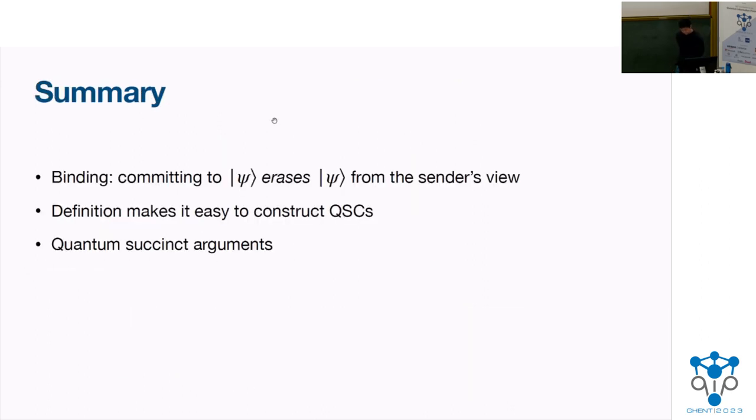Okay, great. So in summary, we give a definition for binding, which says that committing to a state erases it from the sender's view. This definition makes it easy to construct new quantum state commitments. So I gave a construction for succinct QSCs here. And also, we are able to prove the security of a quantum succinct argument.